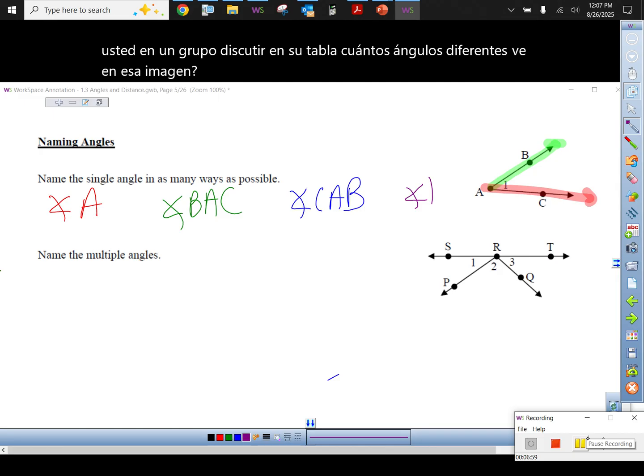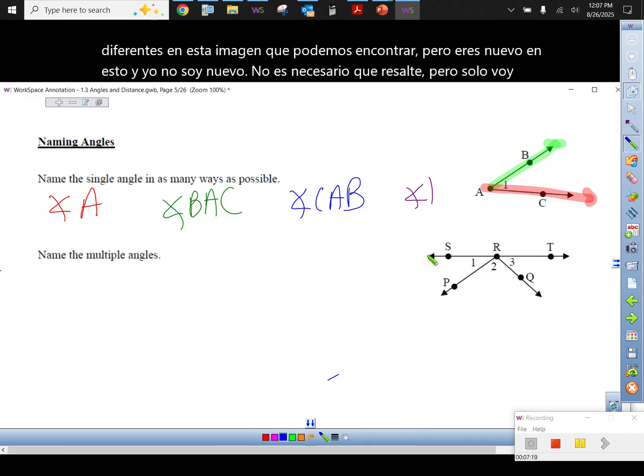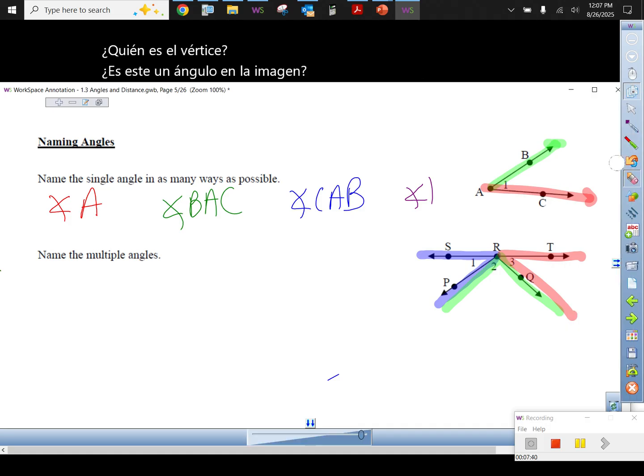But you are new at this, and I am not new. You do not need to highlight, but I am just going to use my highlighter to visually show you some stuff. Check this out. Is this an angle in this picture? Yes or no? Who's its vertex? You guys down with R? Right? Okay. There's an angle in that picture. The vertex is R. Is this an angle in that picture? Who's the vertex? R. Is this an angle in the picture? Who's its vertex? R. Let me erase. Is this an angle in the picture? Who's its vertex? R. Is this an angle that's got R for a vertex?